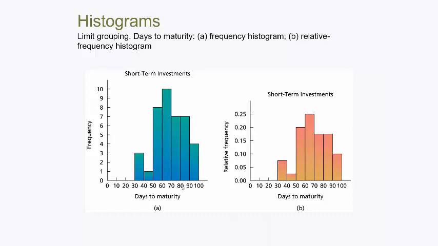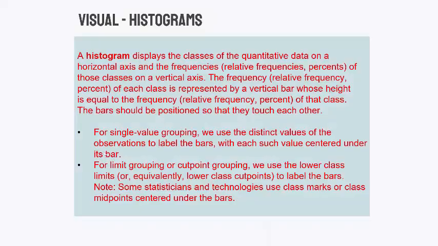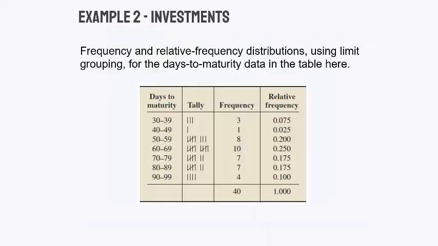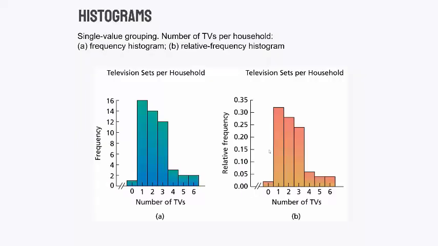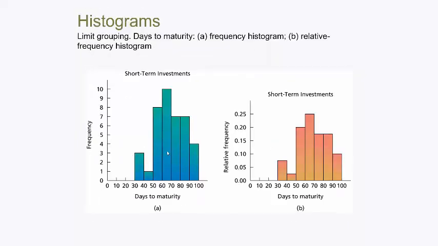And it's the same thing if you did, instead of doing the frequency, you go back and do the relative frequency of this. And the two look exactly the same. Okay, so along the horizontal axis, you put the classes. Vertical axis, you get the frequency or relative frequency. It doesn't matter.